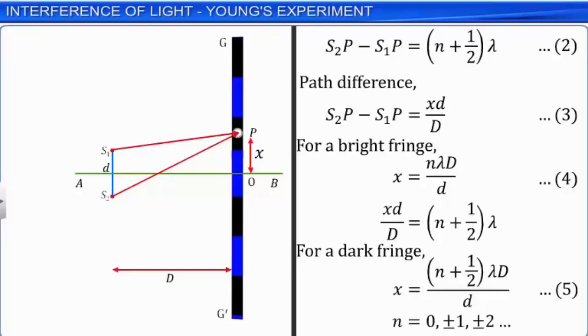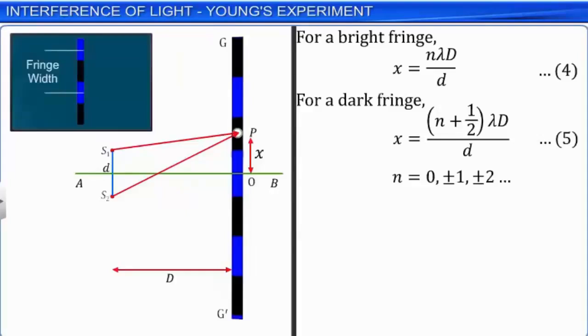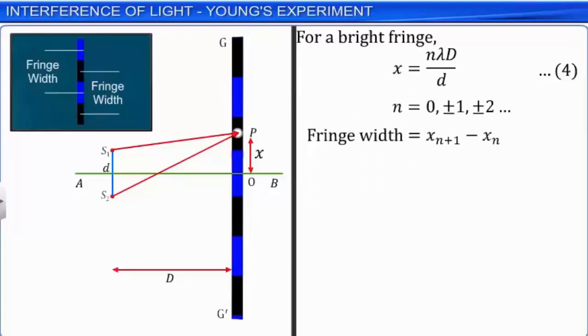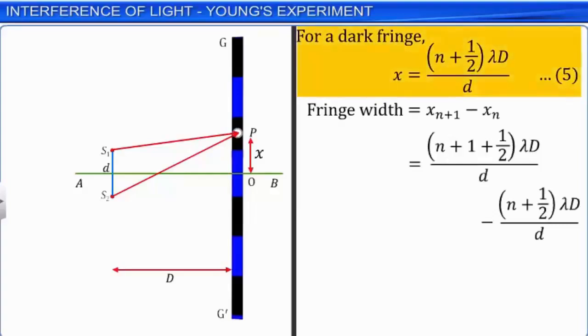The distance between the centers of consecutive bright fringes or consecutive dark fringes is called the fringe width. If xn and xn plus 1 are the distances of the nth and n plus 1th bright or dark fringes from the central bright fringe, then mathematically fringe width is equal to xn plus 1 minus xn. From equation 4, the fringe width for a bright fringe can be written as lambda D by d. From equation 5, the fringe width for a dark fringe can also be written as lambda D by d.